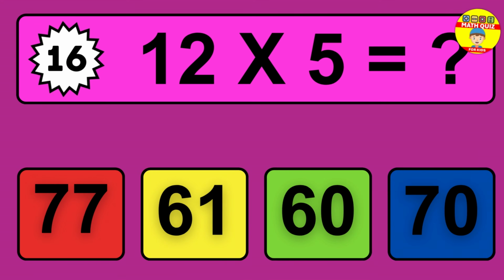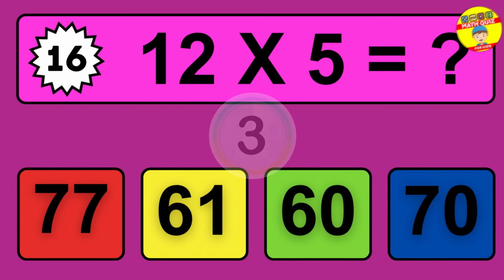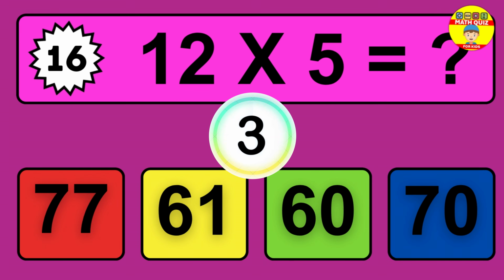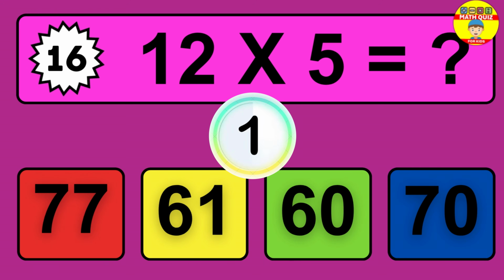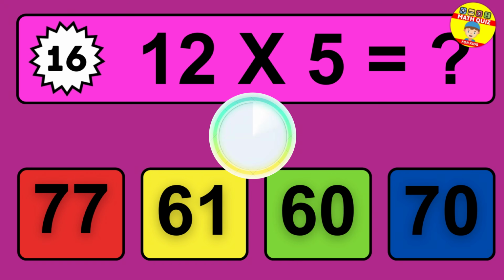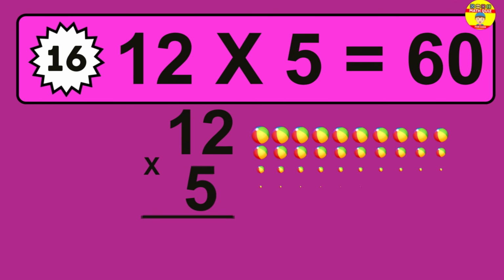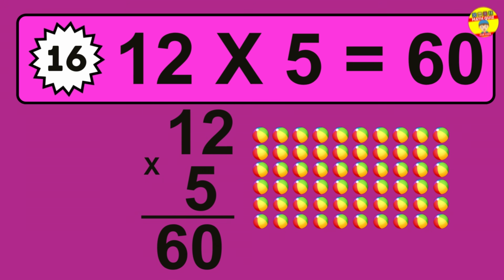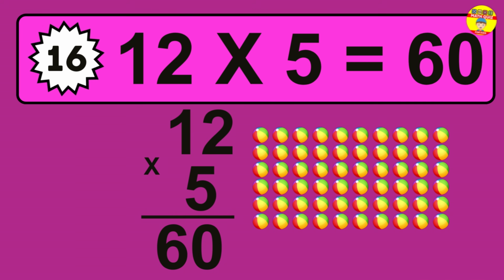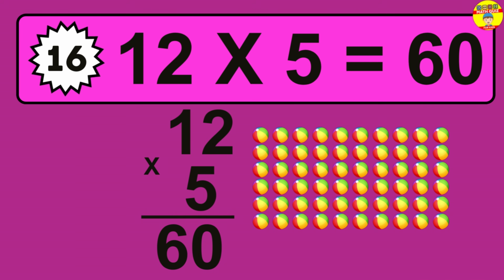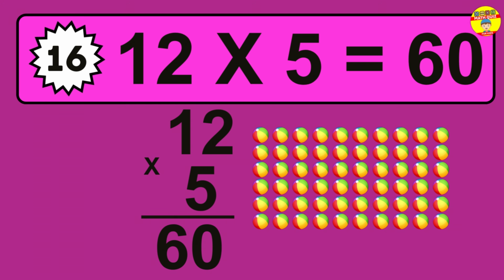Question 16. 12 times 5 equals what? So the answer is 12 times 5 is 60. To calculate, we have 12 groups with 5 balls each one. So how many balls do we have? 60 balls.